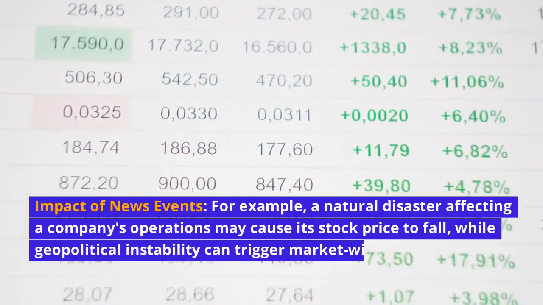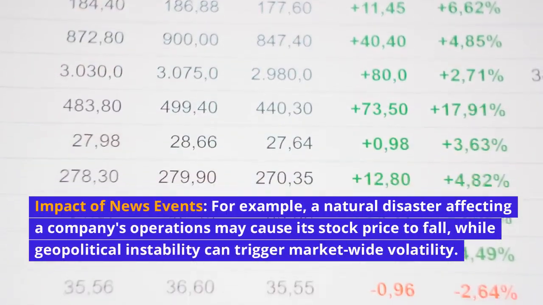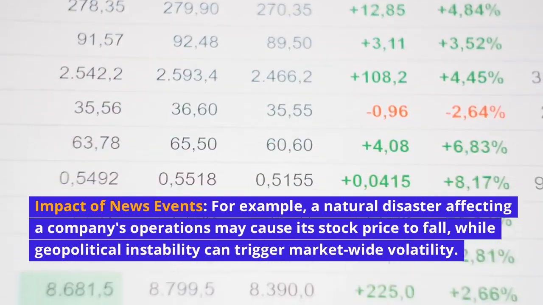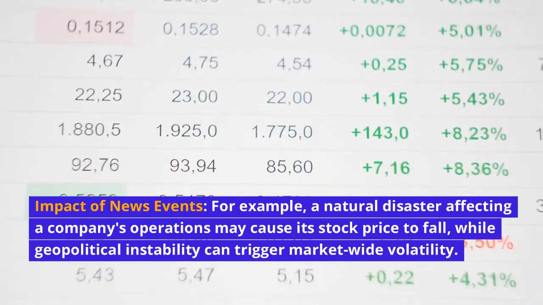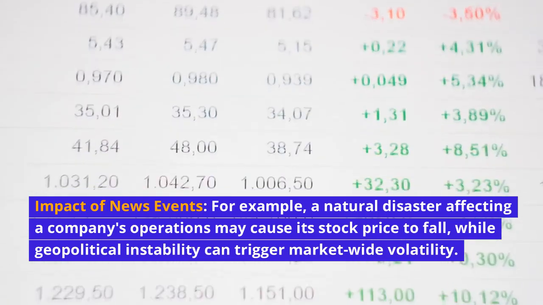Impact of news events. For example, a natural disaster affecting a company's operations may cause its stock price to fall, while geopolitical instability can trigger market-wide volatility.